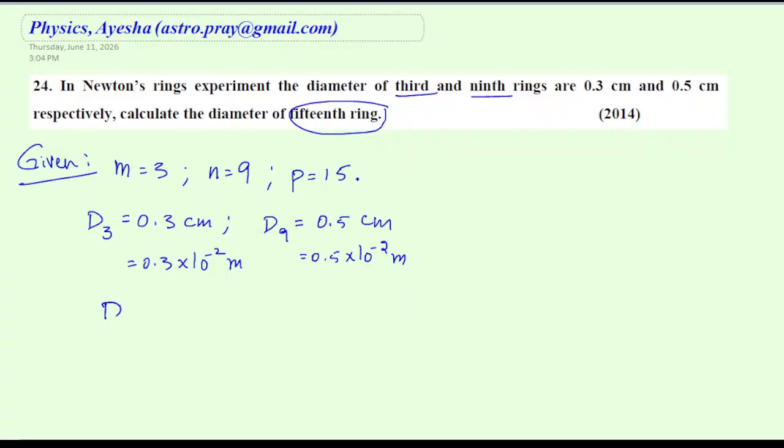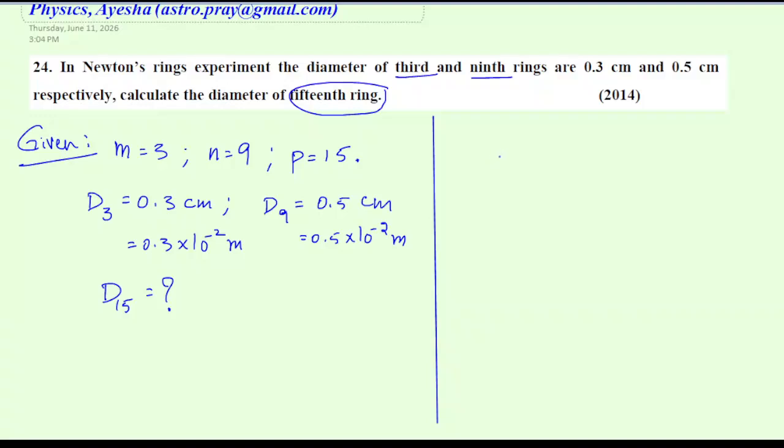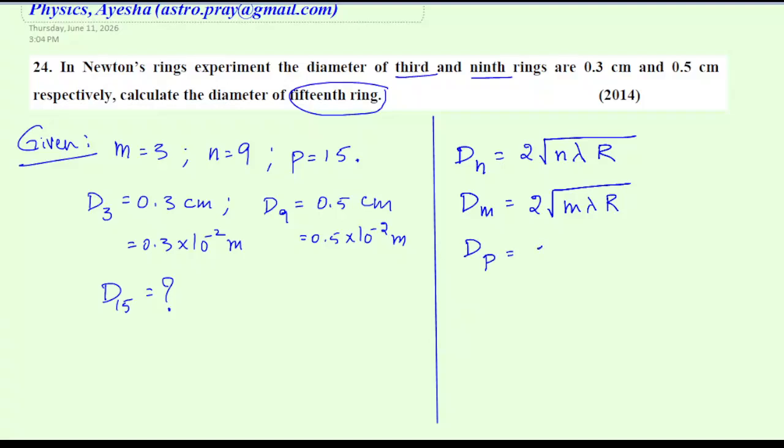We are supposed to find out the diameter. As you already know, the general formula for the diameter of the nth ring is Dn equals 2 under root n lambda R, where n is the number of the ring, lambda is the wavelength of light used, R is the radius of curvature of the lens that we have. If it was for Dm, we would have written Dm equals 2 under root m lambda R. If it were for p, we would have written Dp is 2 square root of p lambda R.